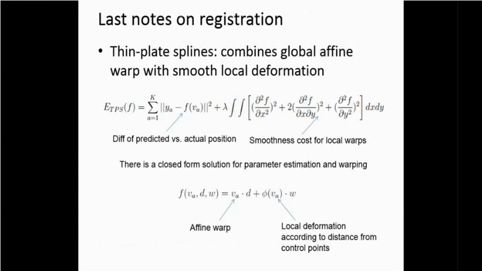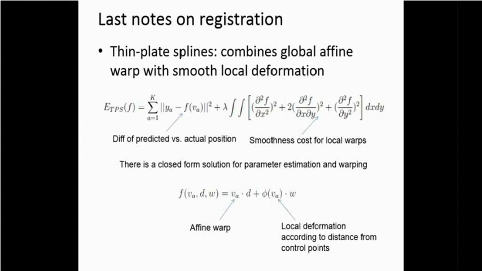So I also wanted to just mention a couple more things in detail about registration before I move on to the next section. One is that we talked about simple transformations like affine, perspective, and translation. One other that's worth knowing about is thin plate spline, which is a more general, deformable representation. So it's basically combining a global affine warp with smooth local deformation. I mentioned it briefly, but just to give you a little bit more detail. So this is the thin plate spline transformation.